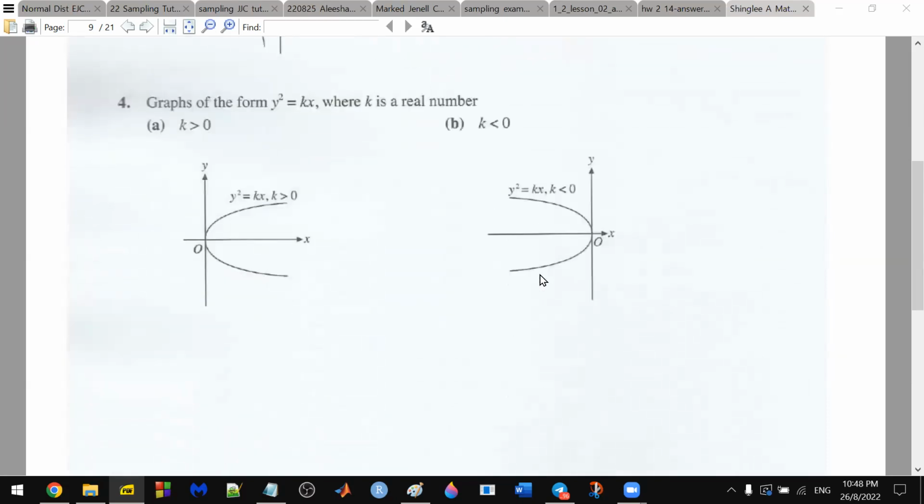So number 4, graphs of the form y squared equal to kx, where k is a real number. Here you realize that it looks very similar to the quadratic equation, y equal to x squared, but just the other way around. Now the square doesn't appear on top of the x, it appears on top of the y. y squared equal to k times x. So in this case, the graph just gets reflected about y equal to x. So let me try and sketch it for you.